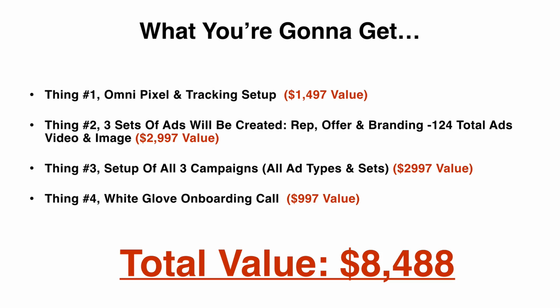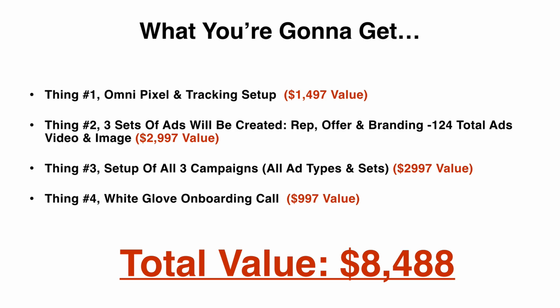So again, what you're going to get is thing number one, the Omni Pixel and tracking setup. You're going to get thing number two, the 3 sets of ads that are going to be created, the rep and offer and branding, over 124 total ads with videos and image ads. You're going to get thing number 3, which is a setup of all 3 campaigns inside of all the different platforms that I showed you, folks. This is a ton of work. Facebook and Instagram and Twitter and LinkedIn and Google Display Network and Gmail and YouTube, and Traffic Fuel as well.